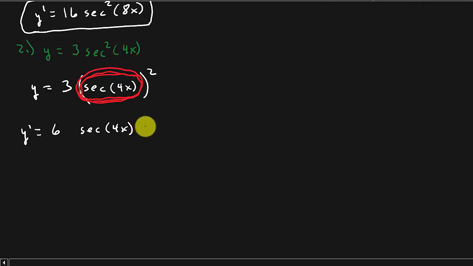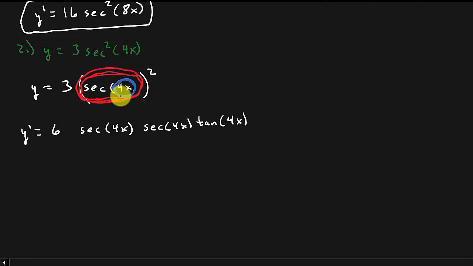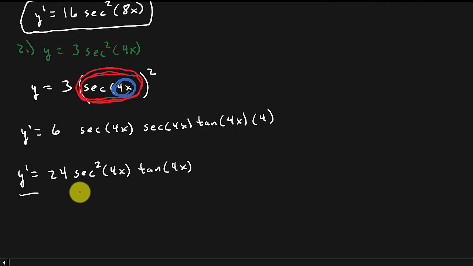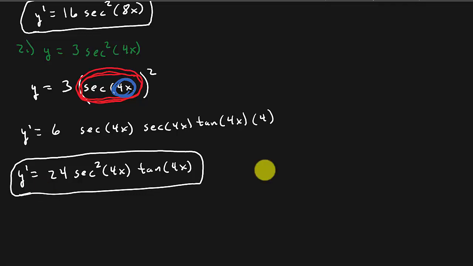What's the derivative of secant? That's secant tangent. Notice when I'm saying this I'm not including the angle, but the angle is included. Just remember, the derivative of secant is secant tangent, and yes, you've got to write the angle with it. So the derivative of secant 4x is secant 4x tangent 4x times the derivative of what you're taking the secant of. The derivative of 4x is 4. Then we clean this up: y prime is 24 secant squared 4x, just multiplying the secants together, times tangent 4x. And there's your answer. Don't make this difficult, because it's really not that difficult.